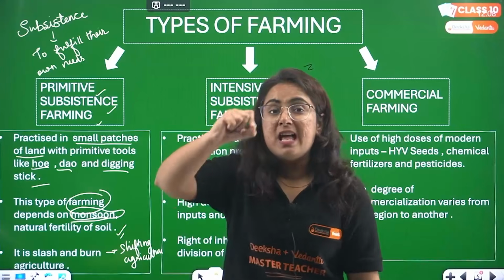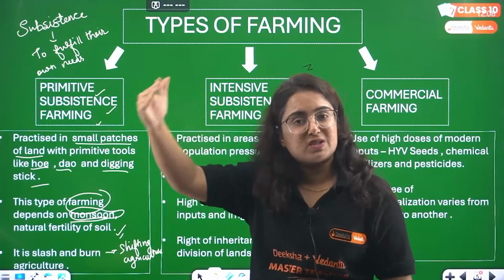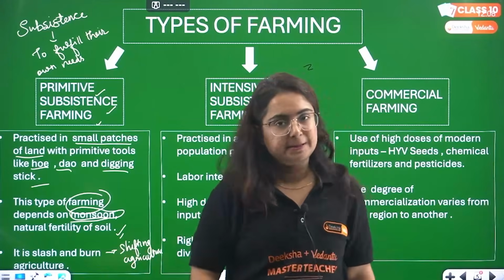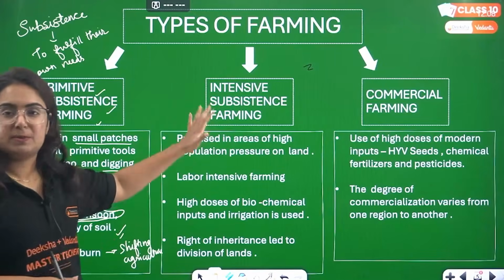Along the margins, write the question: what are the features of primitive subsistence farming? How many marks? 3 marks. 3 points, here it is. Good to go? Great. Next is about intensive subsistence farming.